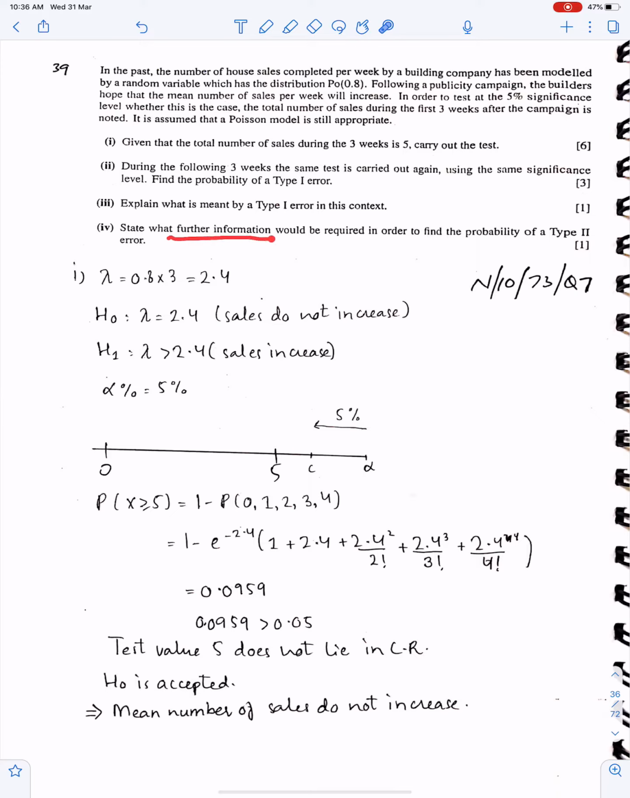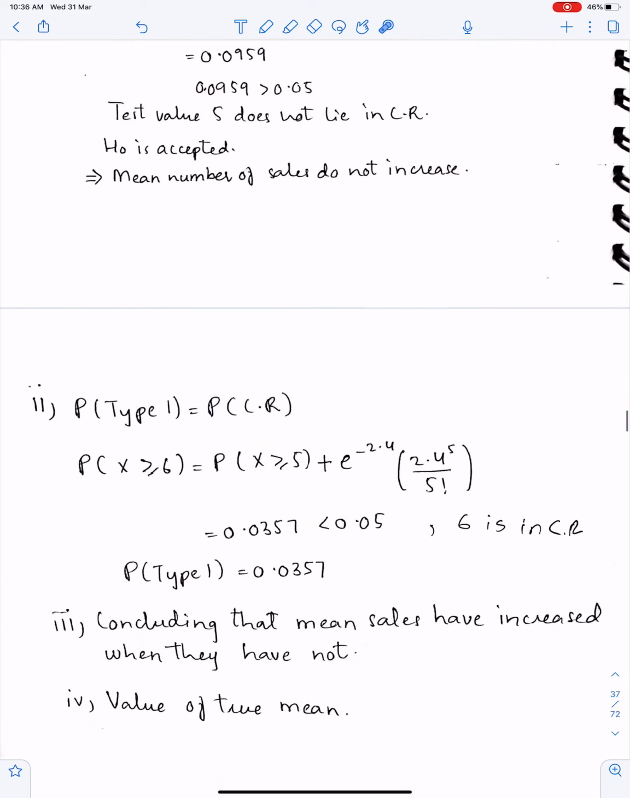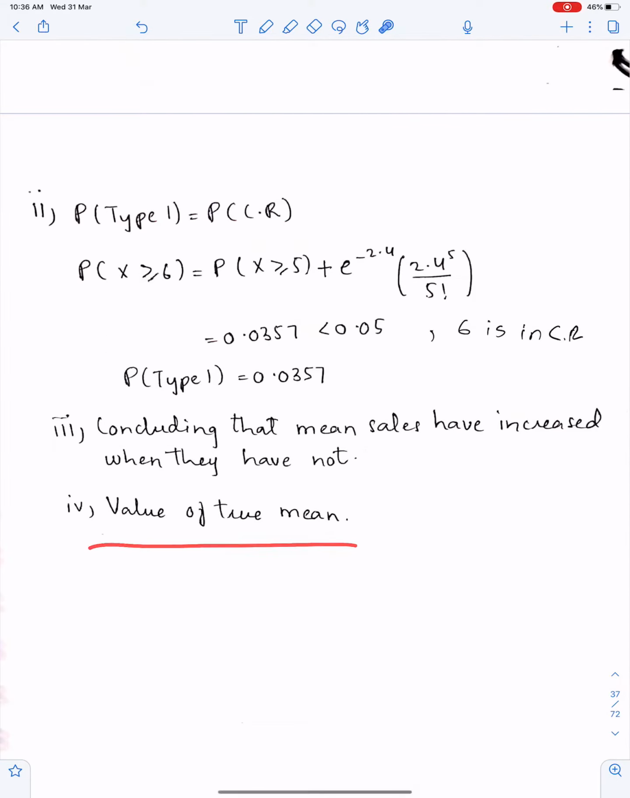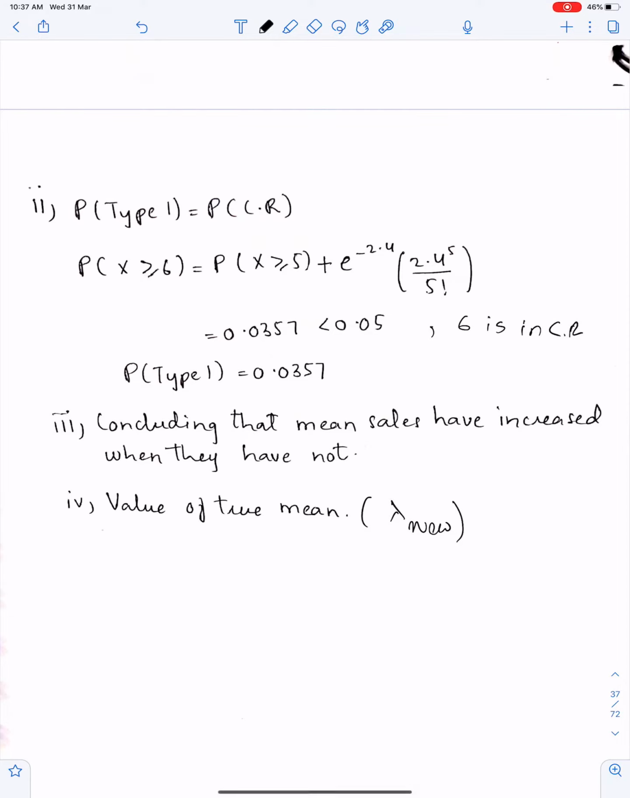State what other further information would be required in order to find the probability of type 2 error. A new lambda must be required. Value of new lambda. A new lambda is required.